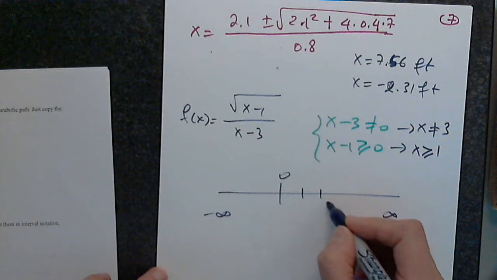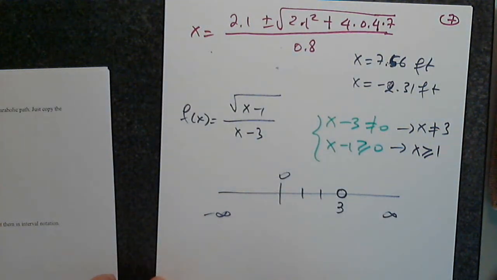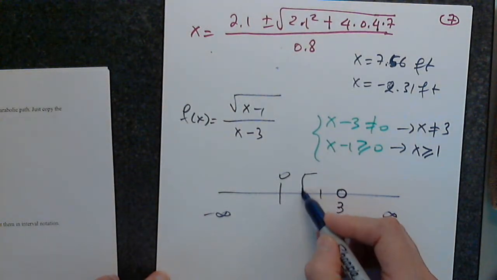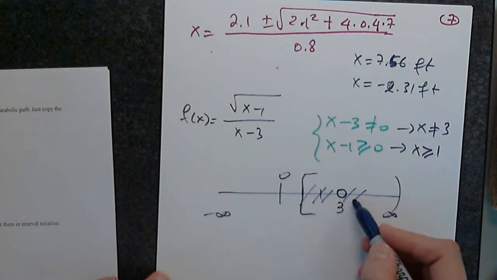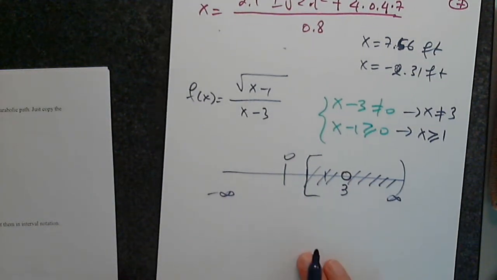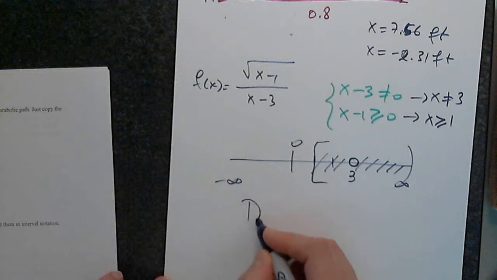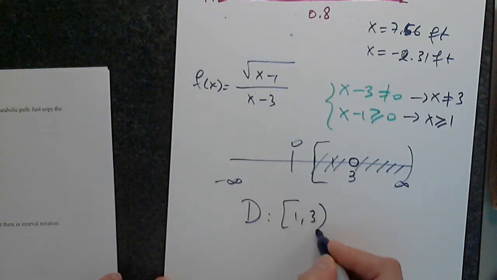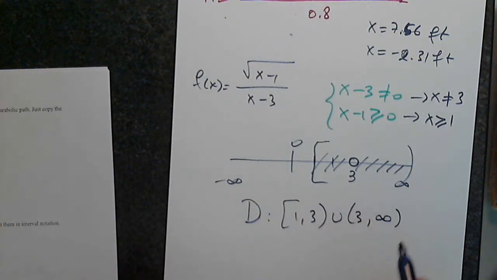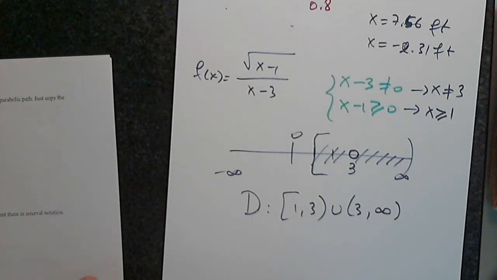If we graph all this to see what's happening here, x not equal to 3, a hole at 3, and greater than or equal to 1 will be this. So between 1 and infinity, but except 3. So the domain of this function is 1 to 3, union 3 to infinity. Now, the second one, any questions on this?